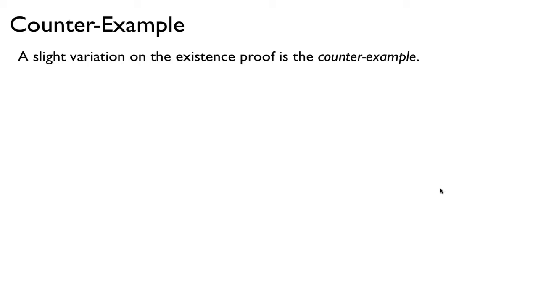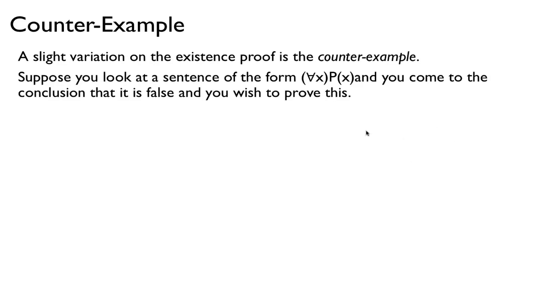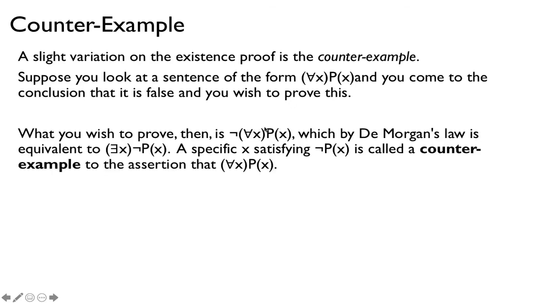Counterexample. This is actually a slight variation of the existence proof. We disprove something by counterexample. Suppose that we're trying to prove something like this, for all x P of x. Well, one way to disprove this is to come up with an example that shows that this is not true. If I negate this, we can do so by using De Morgan's law, to show that this is not true. We just bring in the negation.